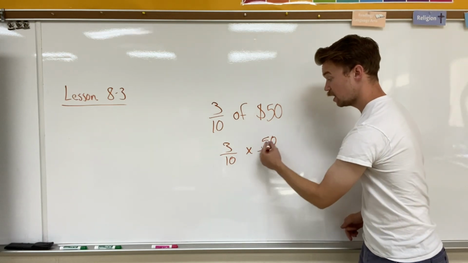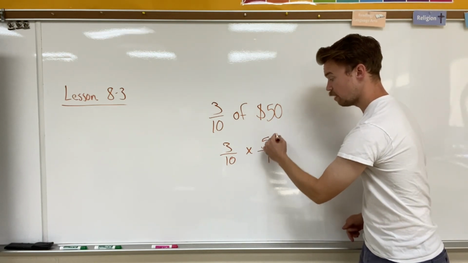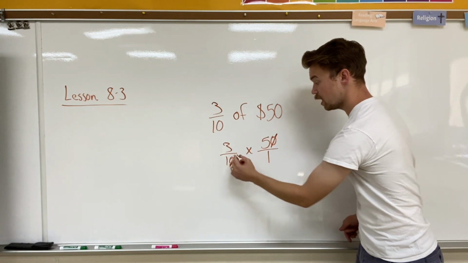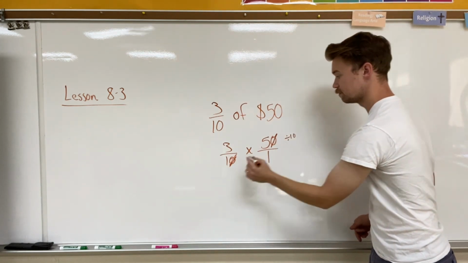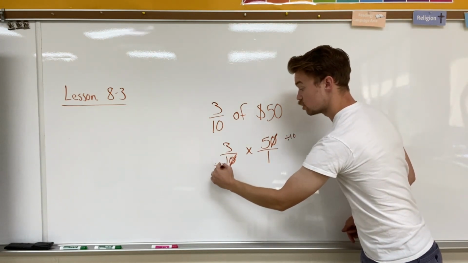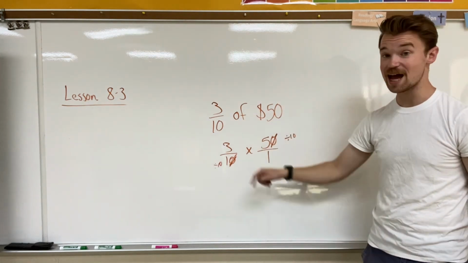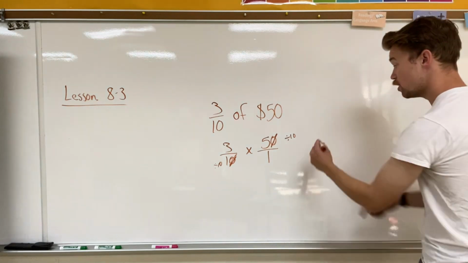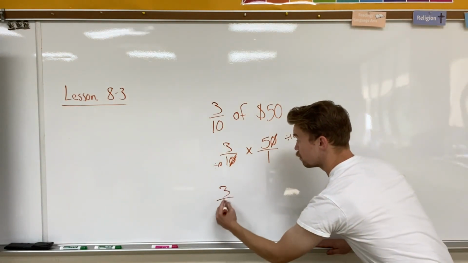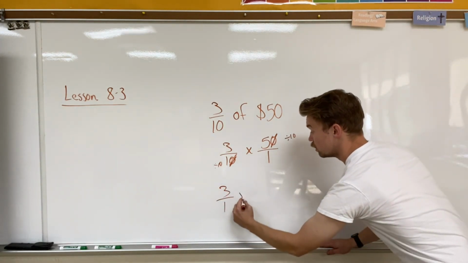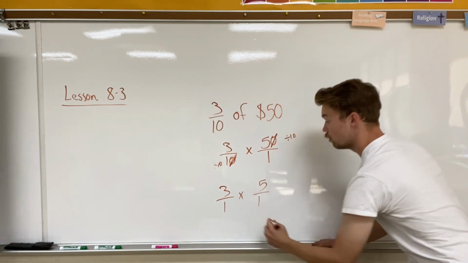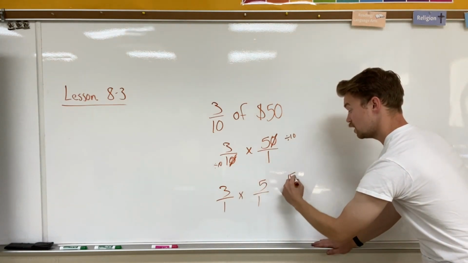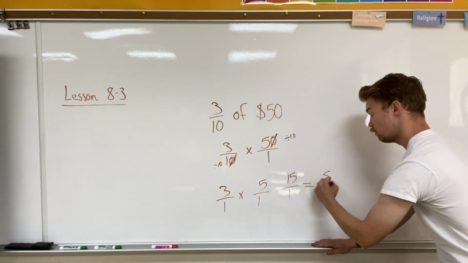So 10 and 50 can be simplified by dividing each side by 10. Or I can just write it like this, divide by 10 and divide by 10. This only works when you cross diagonally. Now, if I look at 3 and 1, I can't simplify 3 and 1. So my new number for multiplication would be 3 over 1 times 5 over 1. 3 times 5 is 15 over 1, which is equal to $15.